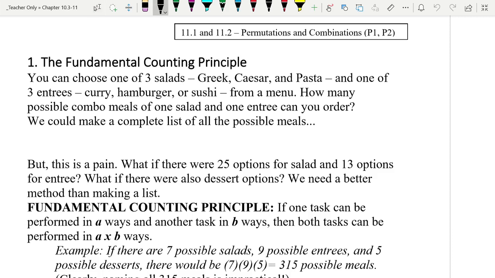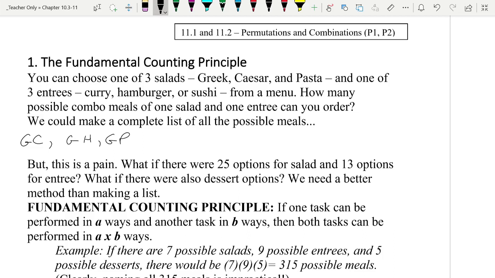All right, the fundamental counting principle. You can choose one of 3 salads, Greek, Caesar, and pasta, and one of 3 entrees, curry, hamburger, or sushi from a menu. How many possible combinations of meals of 1 salad and 1 entree can you order? We would like to make a complete list of all possible meals. So let's do this systematically. Let's say we order Greek, then the curry, Greek, and then the hamburger, Greek, and then the pasta.